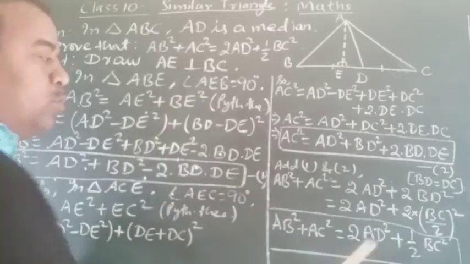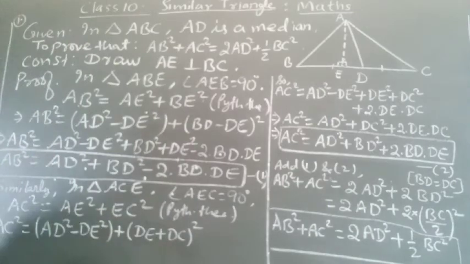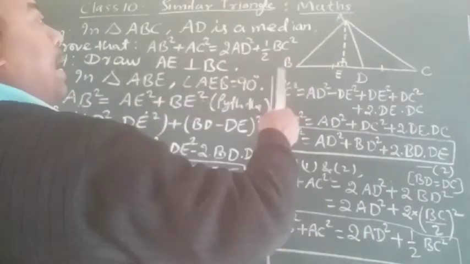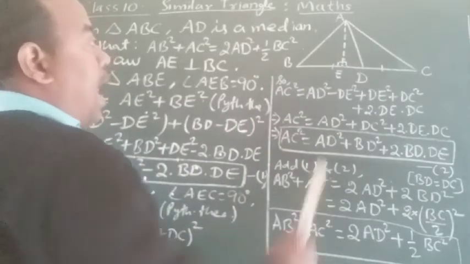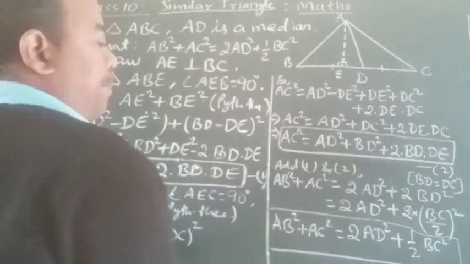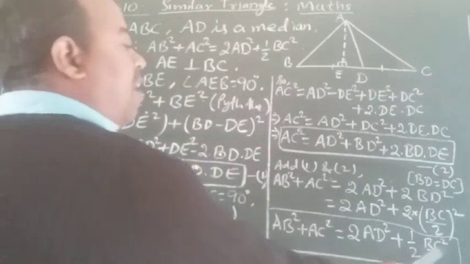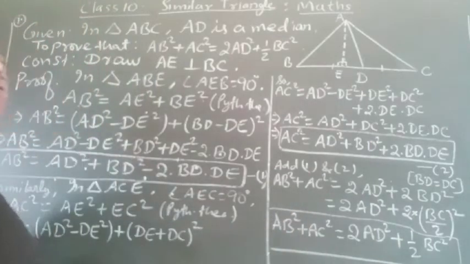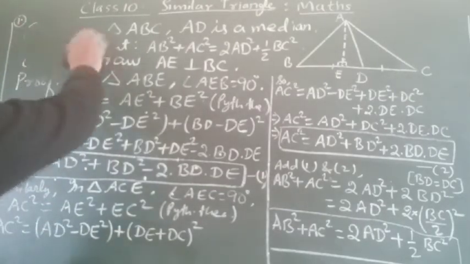Students, I am going to use this relation to derive another theorem. You are looking at this one. AB and AC, these are the sides of the triangle, and AD is the median on the third side BC. So AB square plus AC square equal to 2 AD square plus half BC square. This concept I am going to use to solve another question. What is the other question? Look at this.